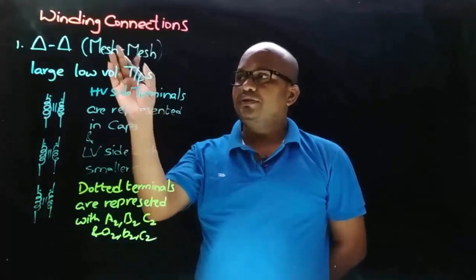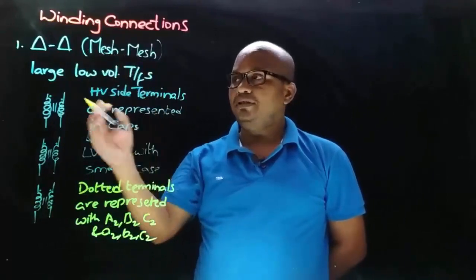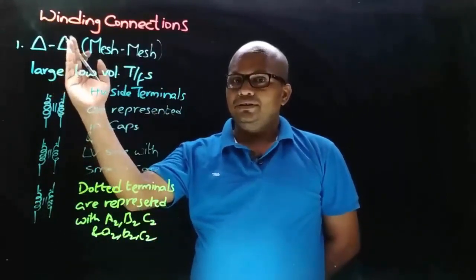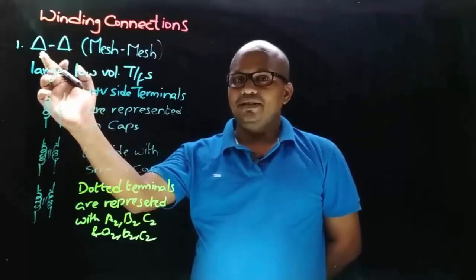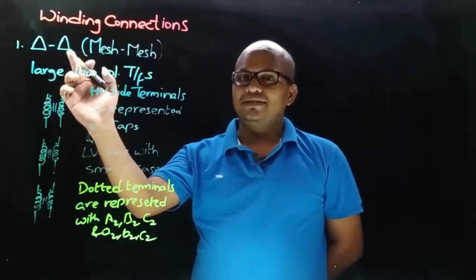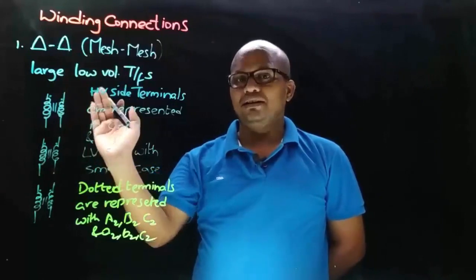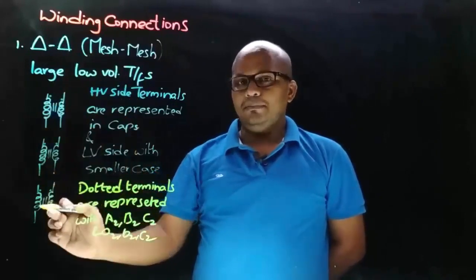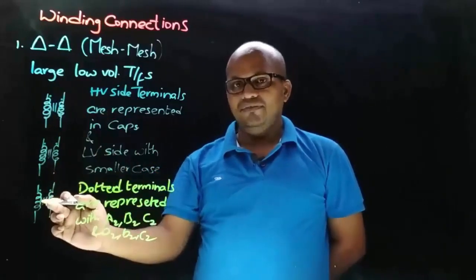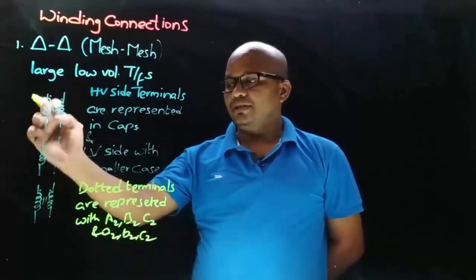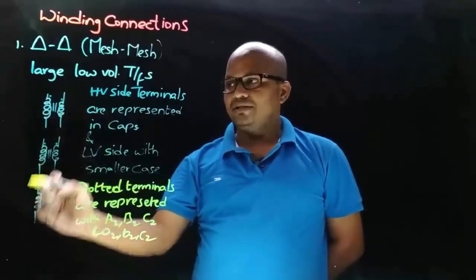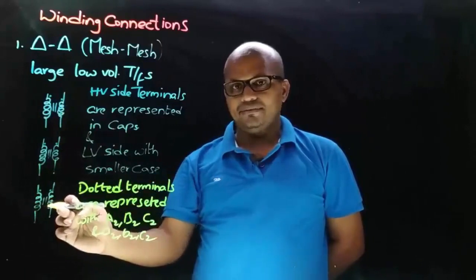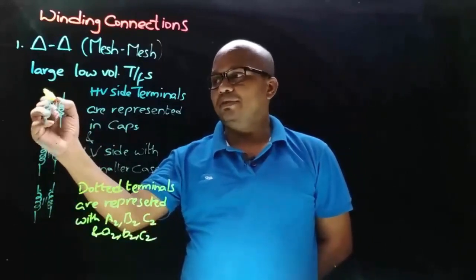Here we are going to discuss the delta-delta connection, which means that the primary side 3 phases are connected in delta, and as well as the secondary side 3 phases are connected in delta. So these are the banks of 3 single phase transformers, and these are the primary side windings and these are the secondary side windings. And now let's represent the terminals.